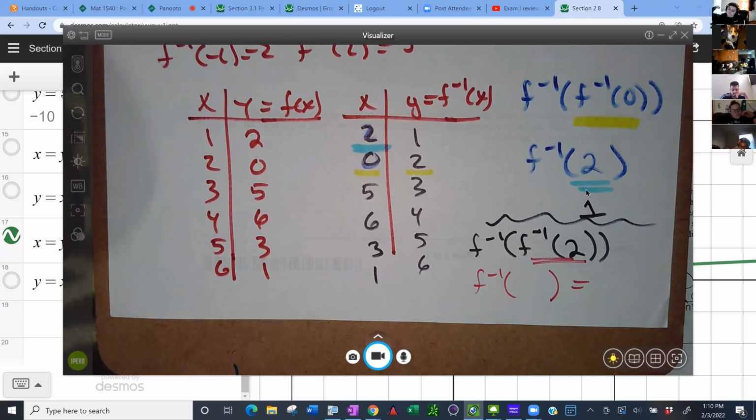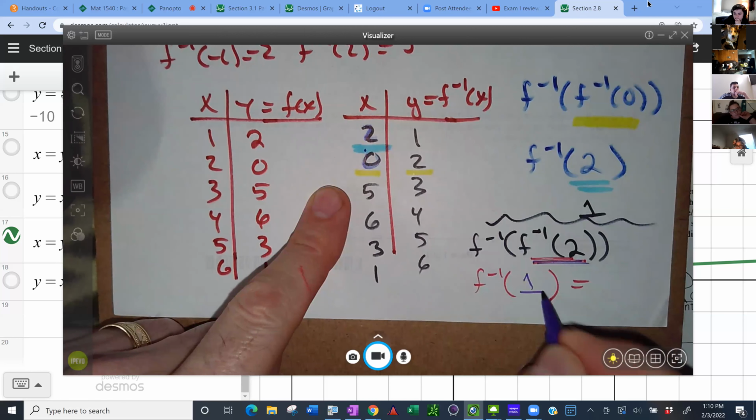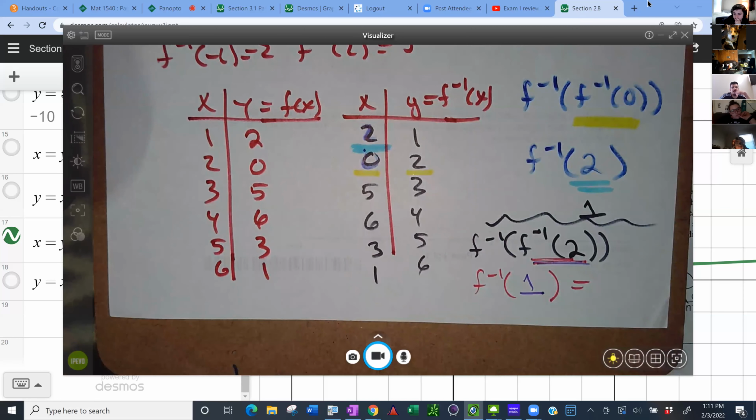What's F inverse of 2? Starting here in the middle. It's just 1. Plug in a 2 into F inverse, you get a 1. What's F inverse of 1? 6. Beautiful. And you're done.